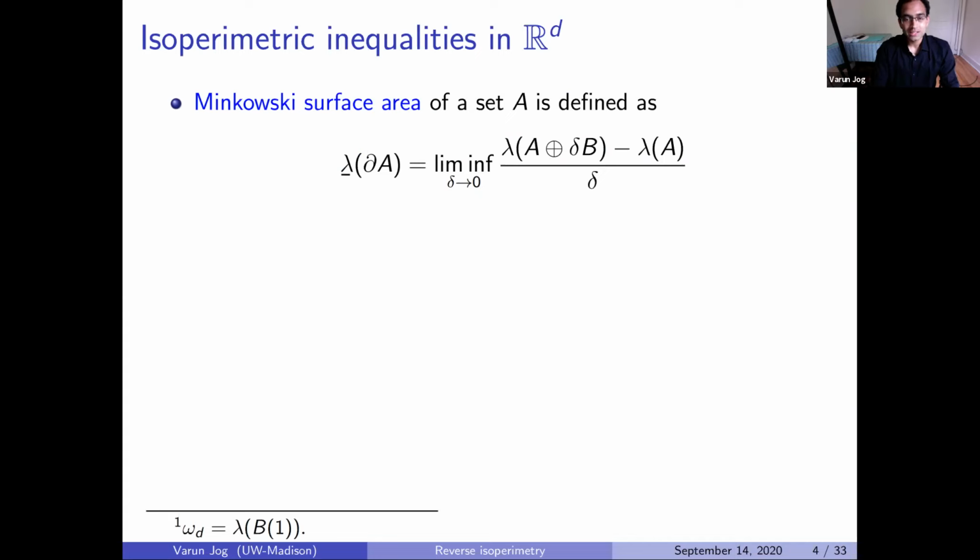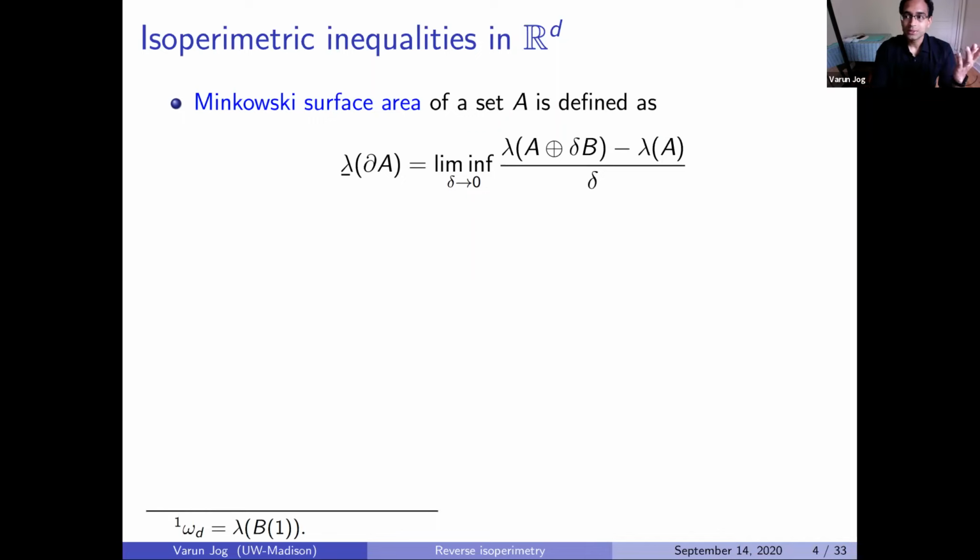You take any measurable set A and add a small ball to it. B here is the Euclidean unit ball. You take the Minkowski sum of A with a small ball and see how much the volume increased to first order in delta. Intuitively, this quantity makes sense as the notion of surface area.